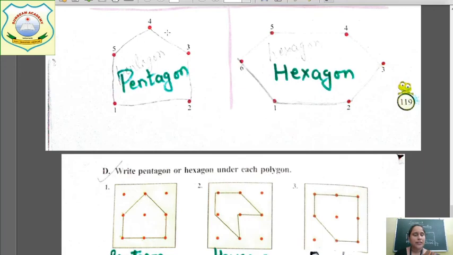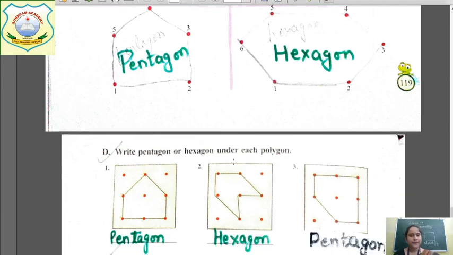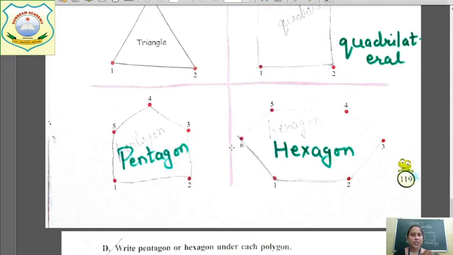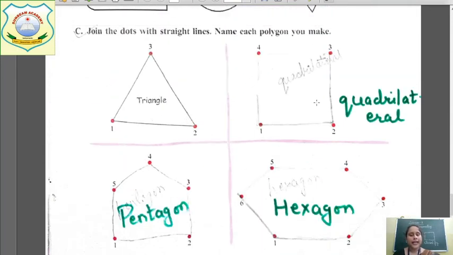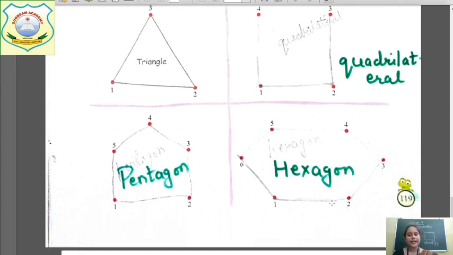Now this is the next shape. How many sides are there? See, 1, 2, 3, 4, 5. With the help of pencil and scale, you will join all the dots and you will find that there are 5 sides. So a shape that is having 5 sides is known as a pentagon. Now see, how many sides are there? 1, 2, 3, 4, 5, 6. So a shape having 6 sides is known as a hexagon. So this completes your question number C. First one is triangle, then comes quadrilateral, then pentagon and then hexagon.